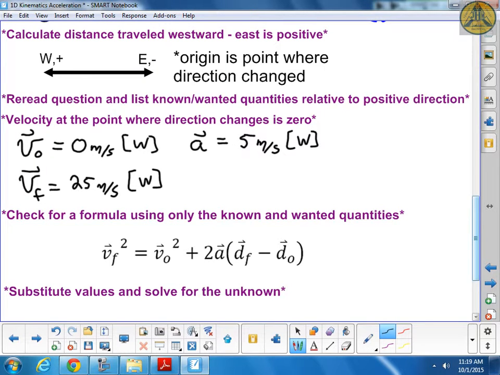So notice how my acceleration is now a positive value for my math and my final velocity is now a positive value. If you do this question as normal with east being positive, this becomes a negative acceleration and a negative final velocity. You will get the same result. You just will get a negative result and you have to remember to make that positive when you add distances. This way just avoids that. So here's my formula we're going to use, same formula as before, put my numbers in. It'll look very similar to what we just had. So final velocity is 25, initial velocity is zero, acceleration 5, and then final position minus zero.